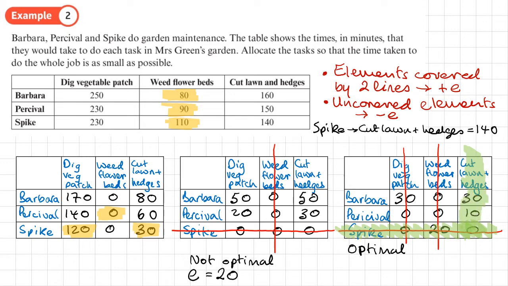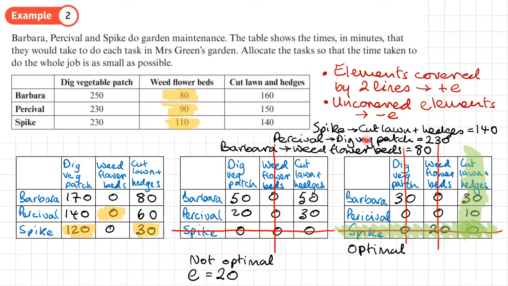If I look at what's left, well, Percival must be allocated to dig in the vegetable patch, and that's going to be at a cost or a time of 230 minutes, which then just leaves Barbara has to be allocated to weeding flower beds, and that's at a total cost of 80 minutes. So I've got my allocation here.